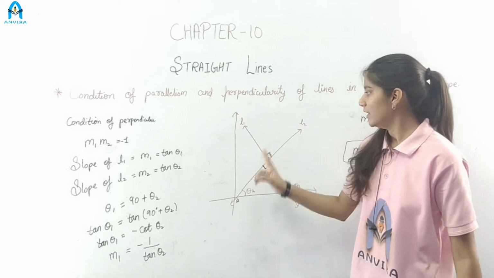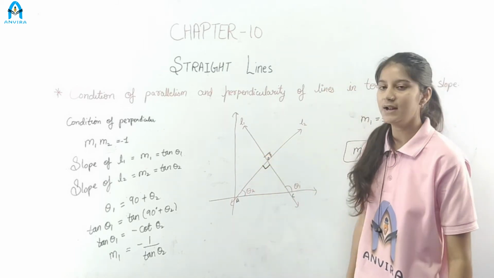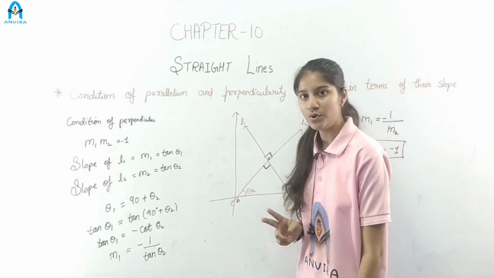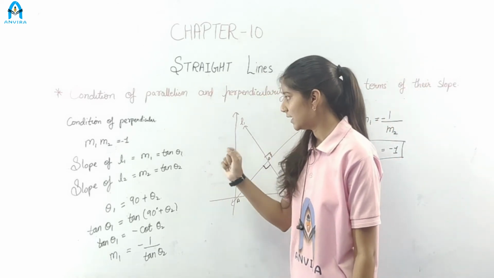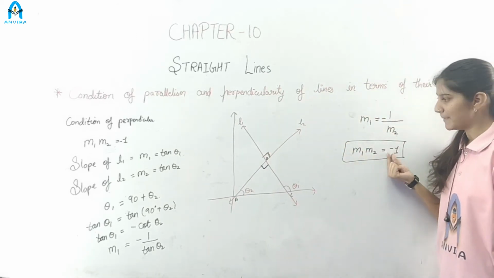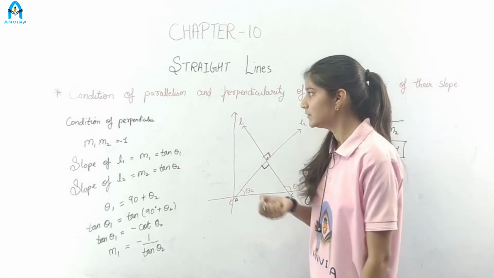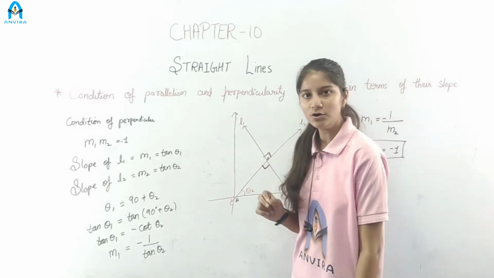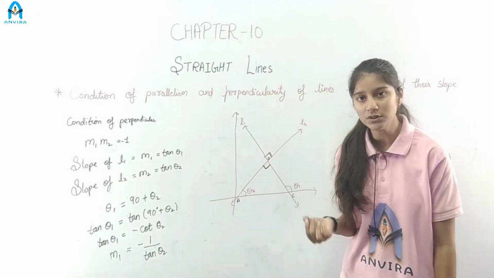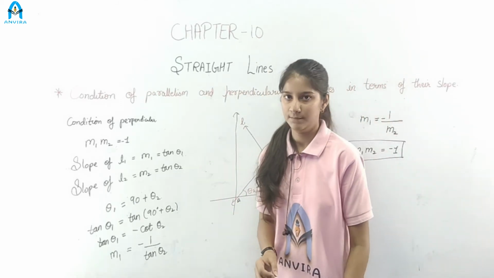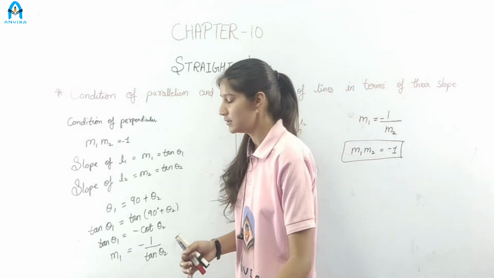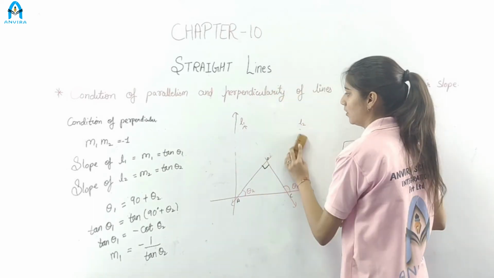So if we are given two lines L1 and L2, they both are perpendicular to each other if and only if the product of their slopes is minus 1. And for parallelism, if two lines are parallel to each other, in that condition the slopes of both the lines should be equal. So now we will discuss the numerical on it.